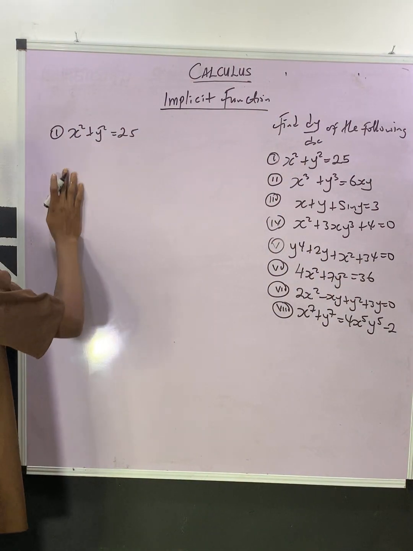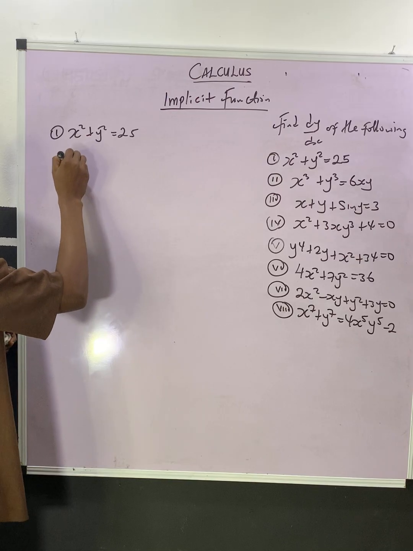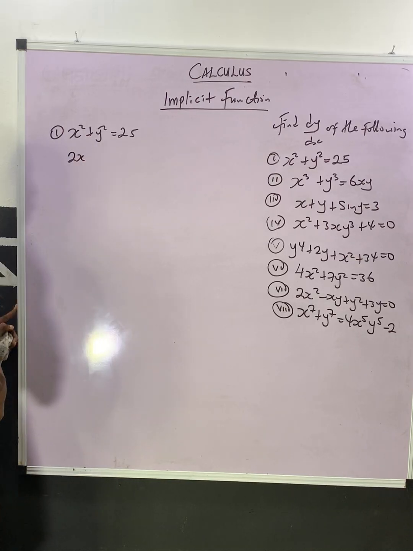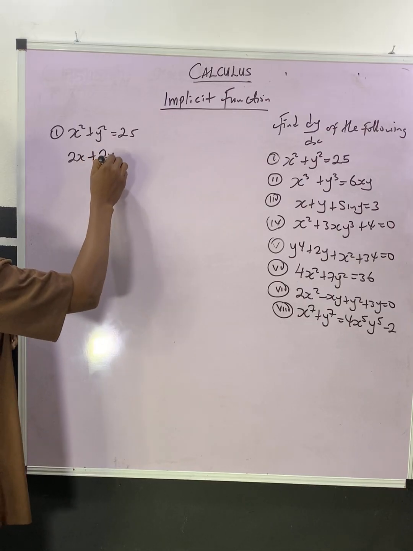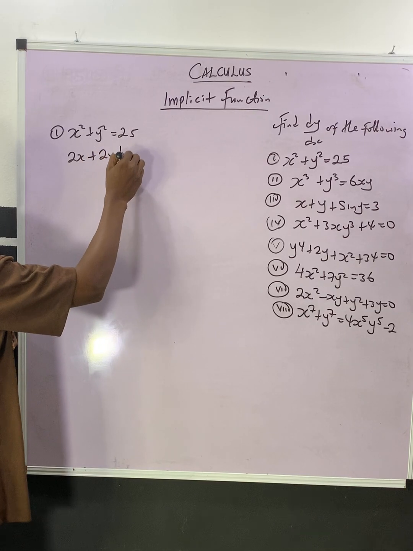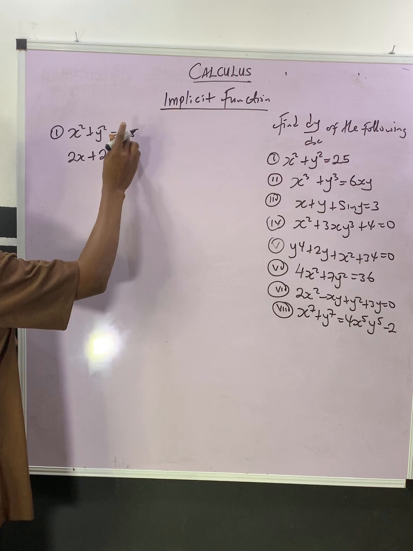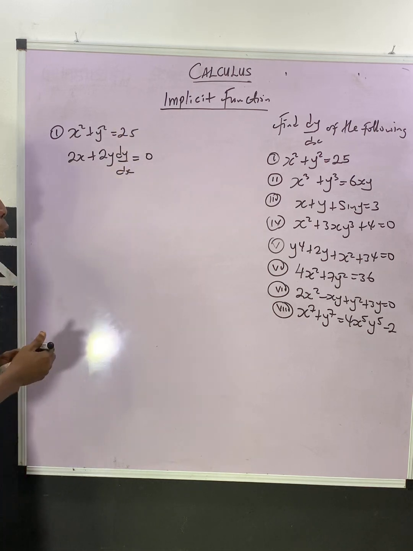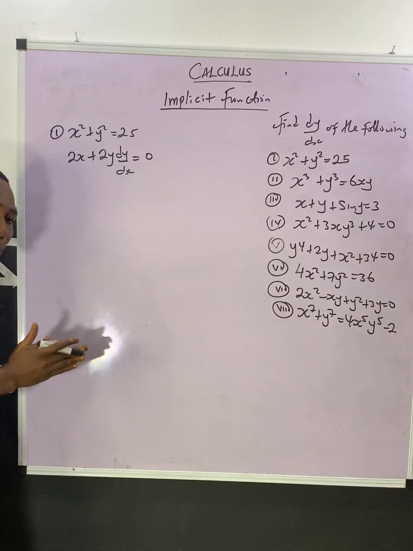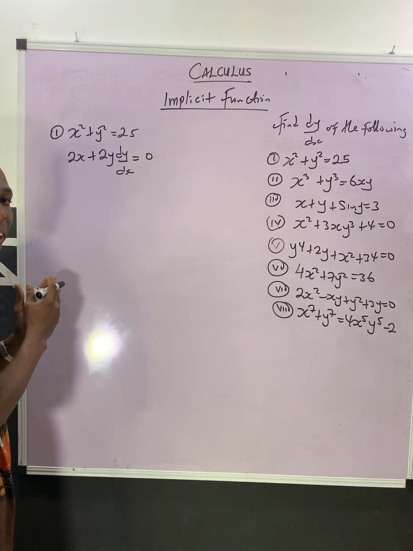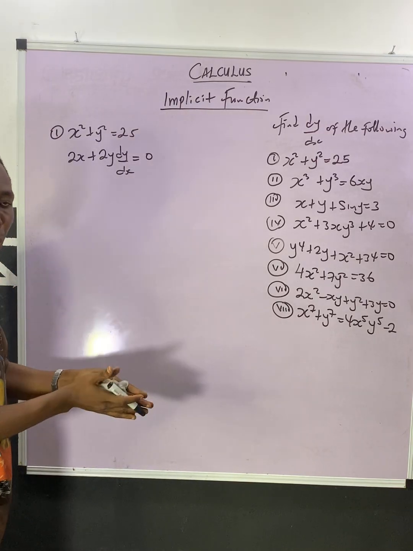So we have question number one here. Whenever I differentiate my x squared, I have 2x. Then when I differentiate my y squared, I have 2y, then I add dy dx, equals to, if I differentiate 25, what is it? 0. We are looking for dy dx, so what do you do? Collect like things. All the ones with dy dx will move to one side, and the ones without dy dx will move to the other side.